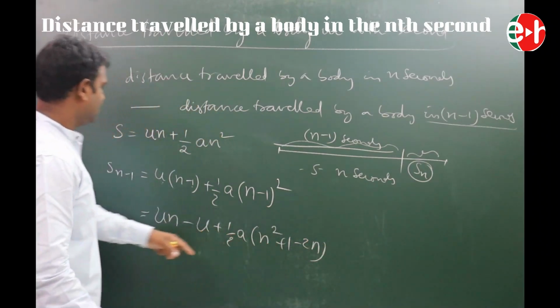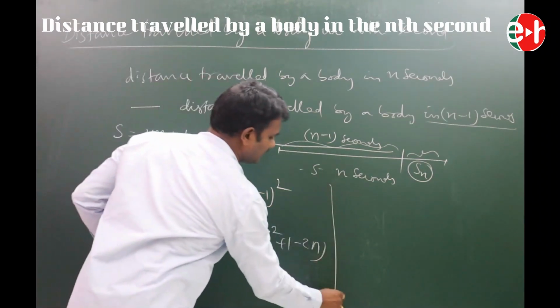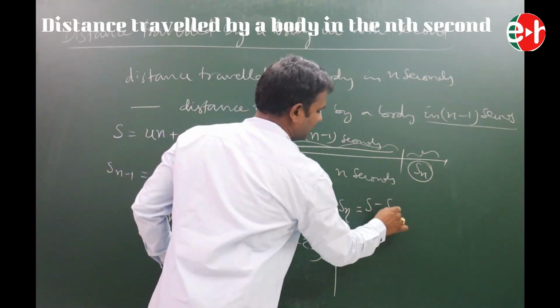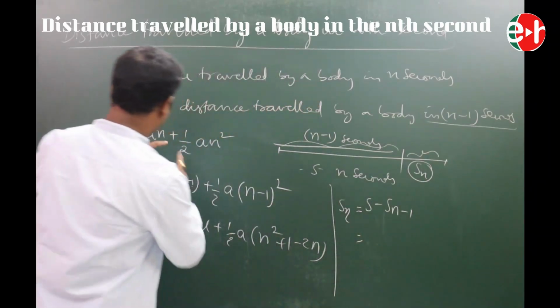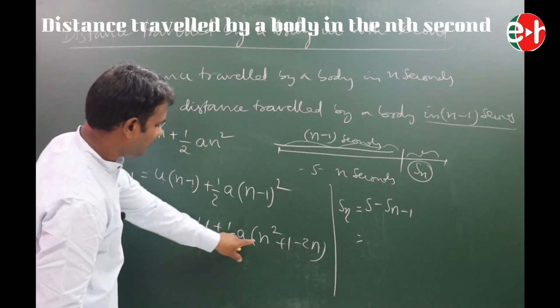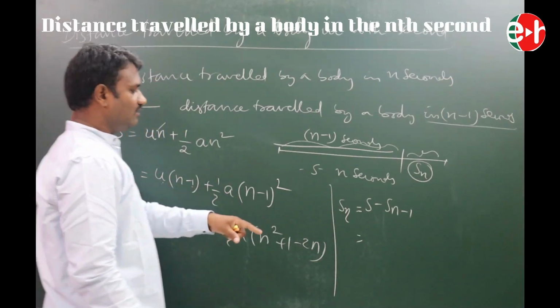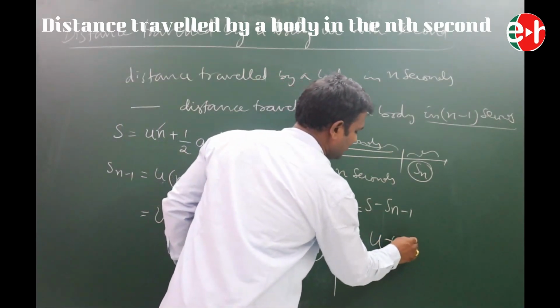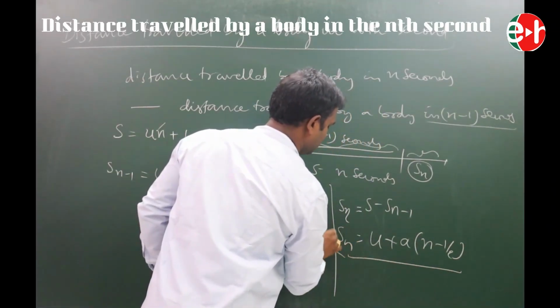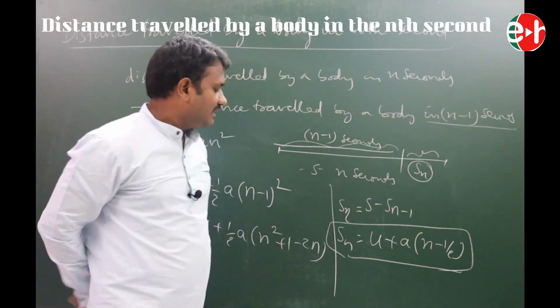So open this, and then what you have to do? The distance traveled by the body in nth second, Sn is equal to S minus S of n minus 1, that is equal to this minus this. un gets cancelled, half a into n square gets cancelled, and you will be left with u plus a into n minus half. So this is the distance traveled by a body in the nth second.